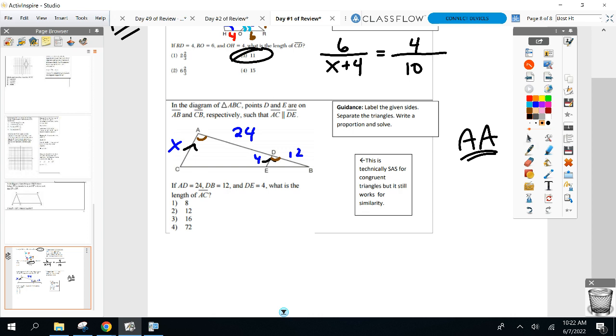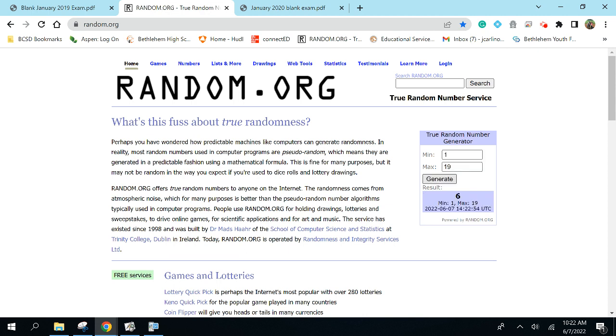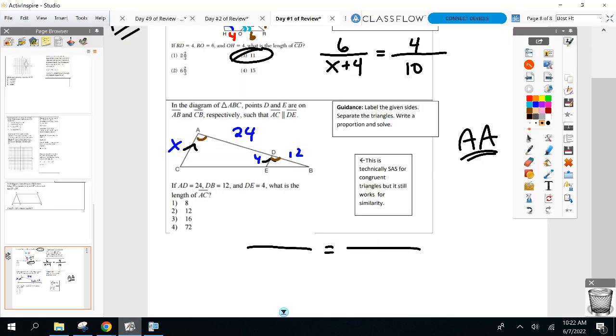All right. Set up the proportion for me. Let's do this. Give me a side in the small triangle. DB. 12. Okay. That's all I needed. 12. What does 12 match up with in the big triangle?